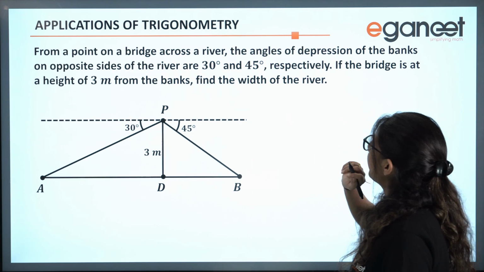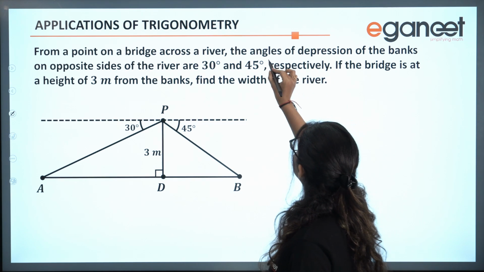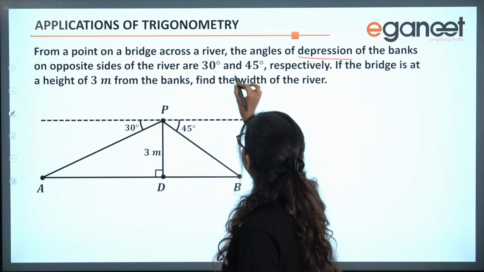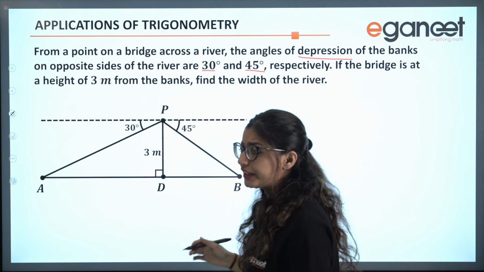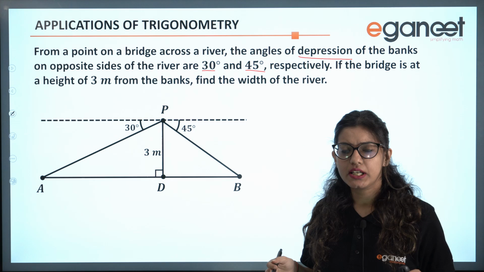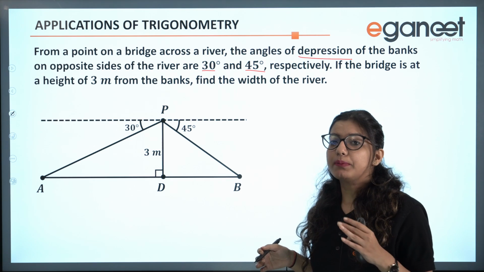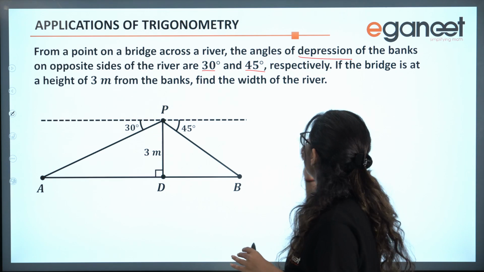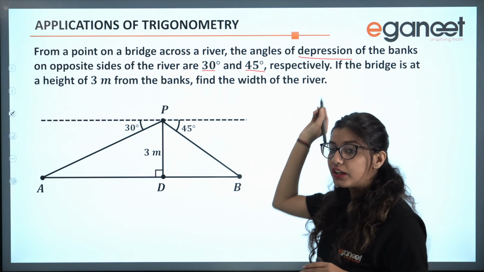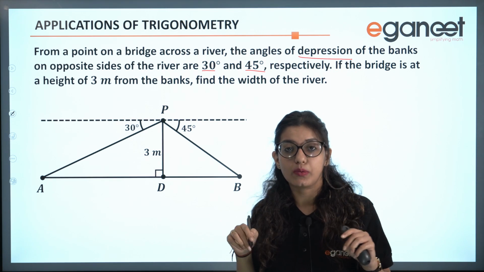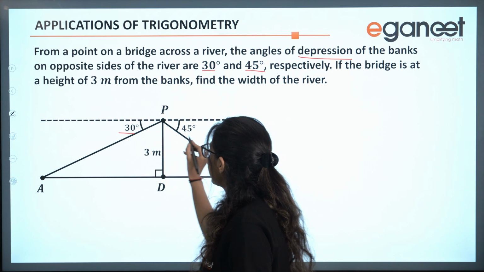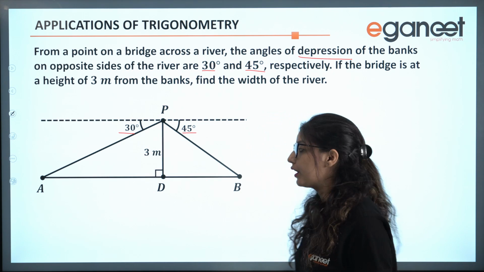So here what is given to us? It is angles of depression of the banks on opposite sides of the river are 30 degrees and 45 degrees. What is angle of depression? Yes, it is the angle made by the horizontal line with the line of sight. We just note that we are talking about angle of depression. We are looking down, right? So here one of the angles is 30 degrees and the other one is 45 degrees, right?